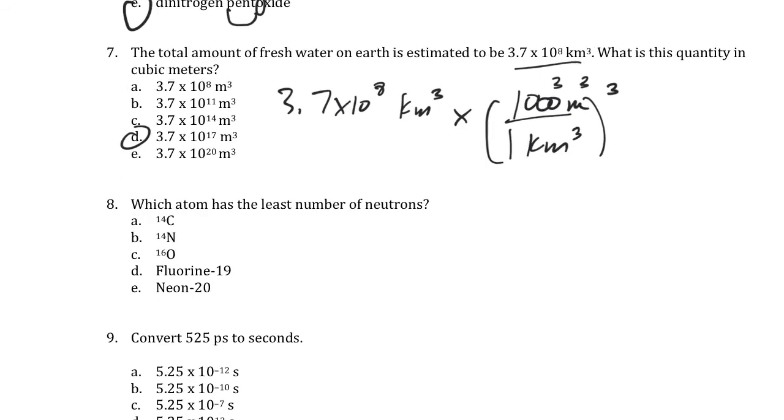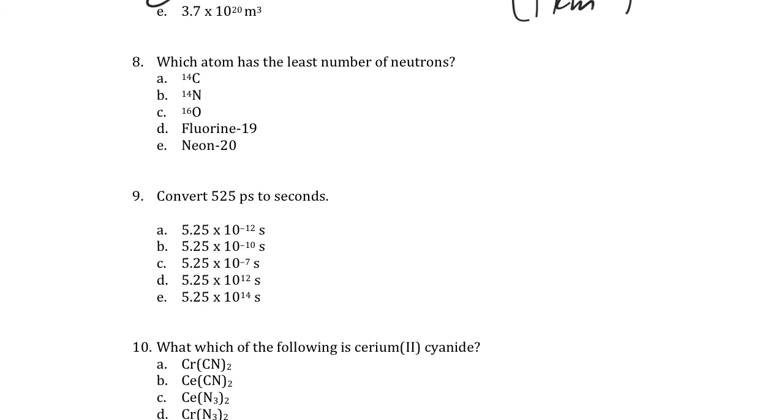Number 8, which atom has the least number of neutrons? So there's no way of just looking, you just have to work it out. So carbon has 6 protons, so we do 14 minus 6, that would be 8. Nitrogen's 7 in terms of its atomic number, so that would be 7 neutrons. Oxygen's atomic number is 8, 16 minus 8 is 8. Fluorine's atomic number is 9, so 19 minus 9 would be 10 neutrons. And neon's atomic number is 10, so 20 minus 10 means that neon 20 would have 10 neutrons. So these are all the neutron counts that we've worked out here. So the least one would be nitrogen 14.